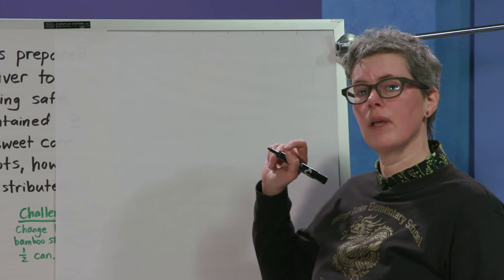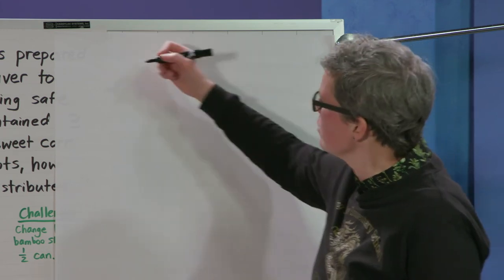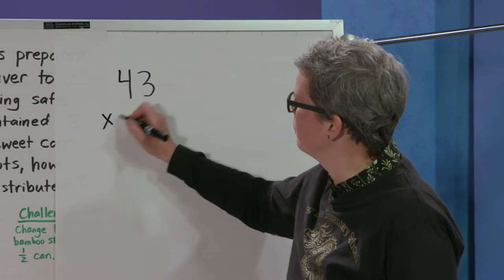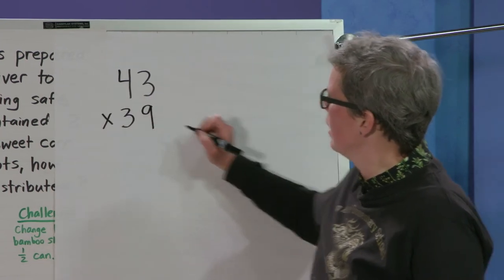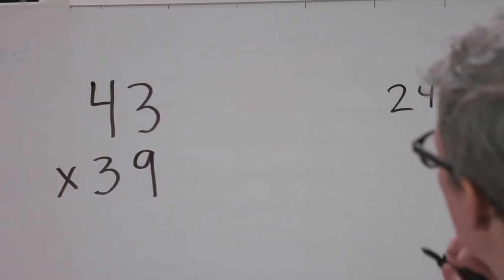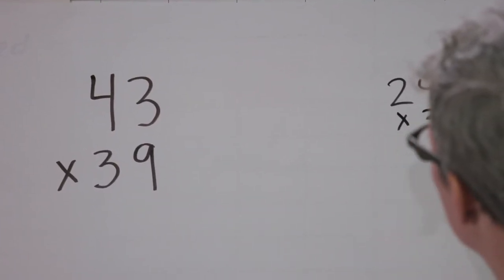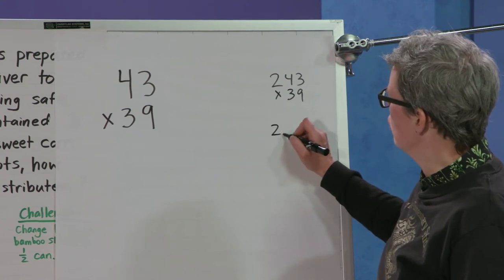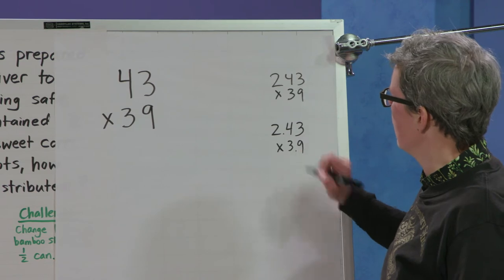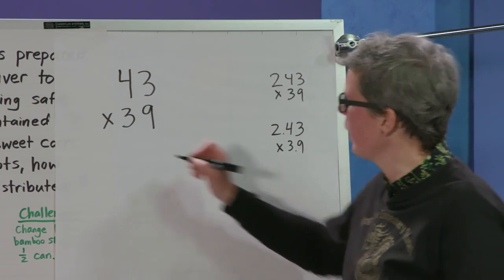Okay, so we're going to do 43 times 39. If you'd like a challenge, you can make this into 243 times 39. You could also do 2 43/100 times 3 9/10. Those are some options for you, okay?